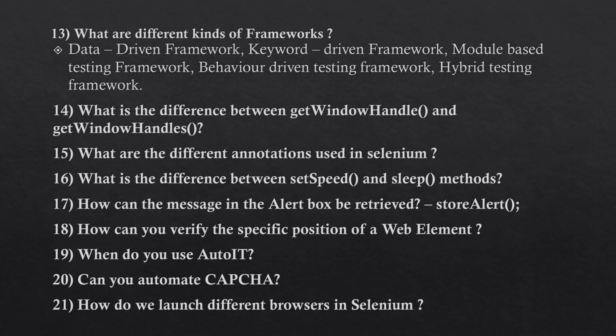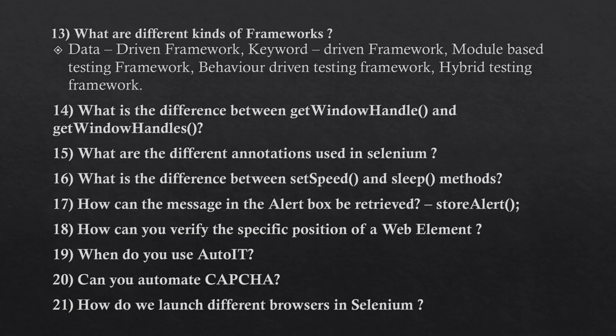When you come to getWindowHandles, if there are multiple windows opened, it will return you all the browser windows' string type IDs. At the same time, the return type here is Set of Strings. The Set of Strings is the data type for the driver.getWindowHandles method. Whereas driver.getWindowHandle will return you only the current browser window which is already opened.